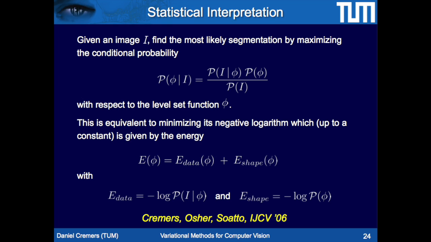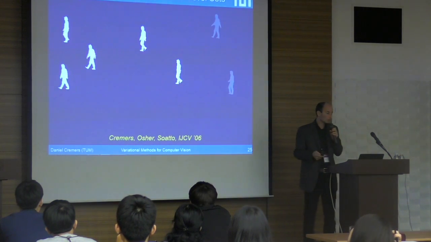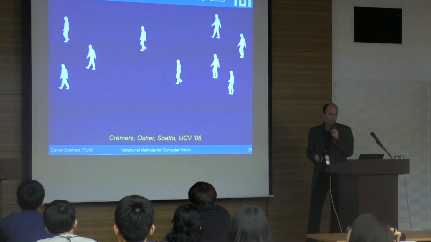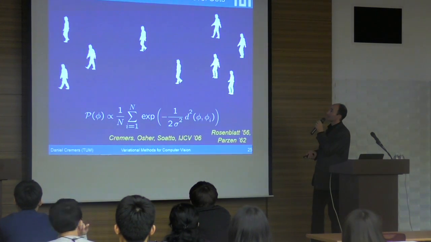How likely are different interpretations a priori? How likely are different 3D reconstructions? How likely are different segmentations? And so how can we define and compute likelihoods and probabilities? Well, one classical way is to revert to so-called density estimation techniques.